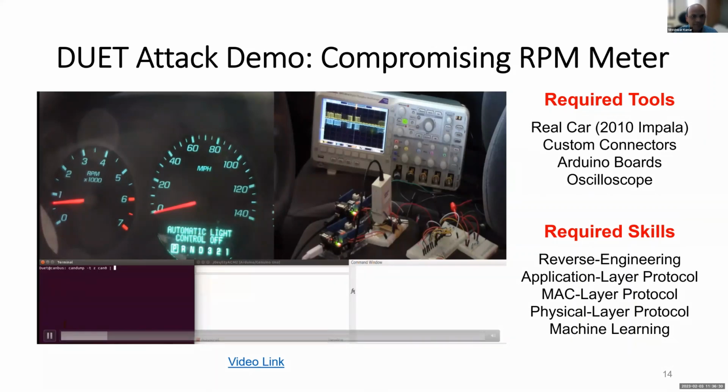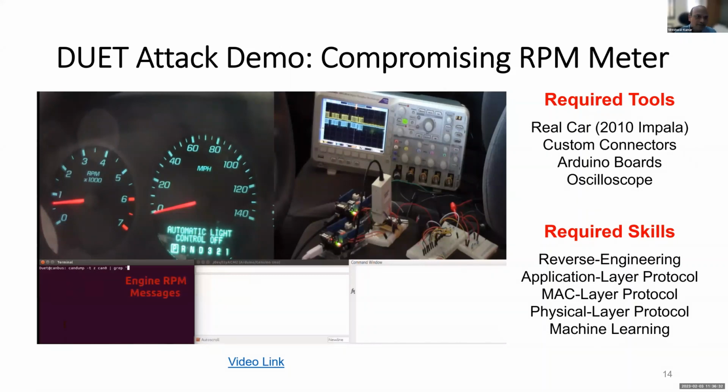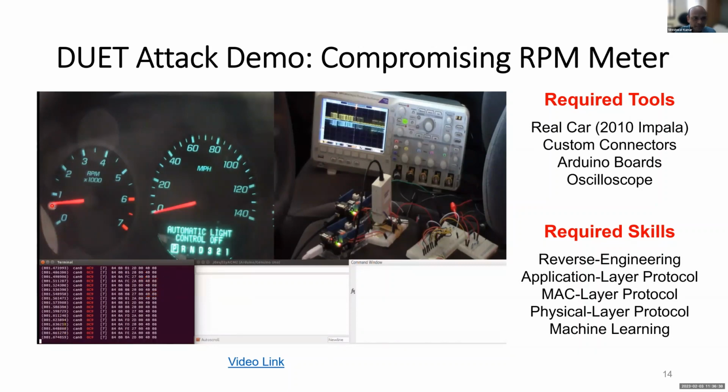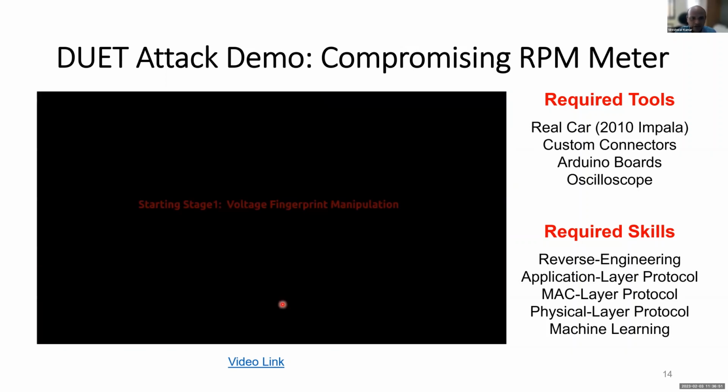Okay, so let me now run again. What we are seeing is that on the dashboard we have 700 revolutions per minute, and we are looking into the network traffic corresponding to the message, which means the dashboard has to interpret it as 700 revolutions per minute. Now we are also starting our logs for the attacker and the intrusion detection system.